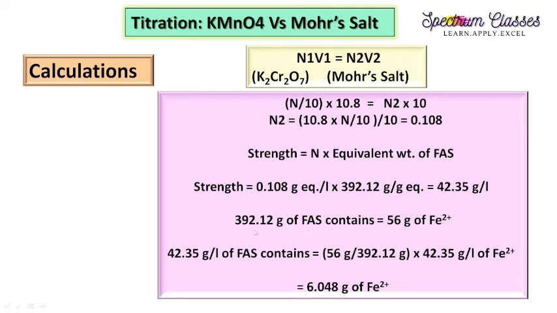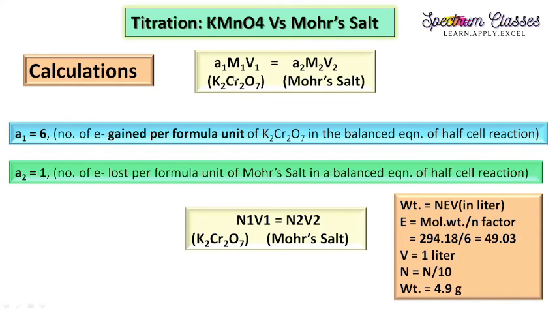If we are just talking about the FAS, this is the molecular weight of FAS, and 392.12 grams of FAS, ferrous ammonium sulphate, contains 56 grams of iron 2+. This is the amount of FAS which is dissolved in 1 liter. So how much Fe2+ does this contain? This gram per liter of FAS contains 56 divided by 392.12 multiplied by this 42.35 grams per liter of iron 2+, and on solving this we get 6.048 grams of iron 2+. This is how we can calculate the result, that the solution which we have prepared contains 6.048 grams of iron 2+. One more thing I bring to your notice, you can calculate this with the help of this formula also.